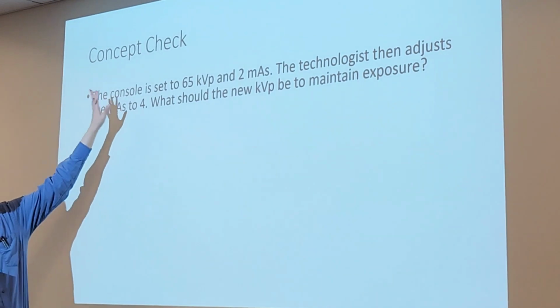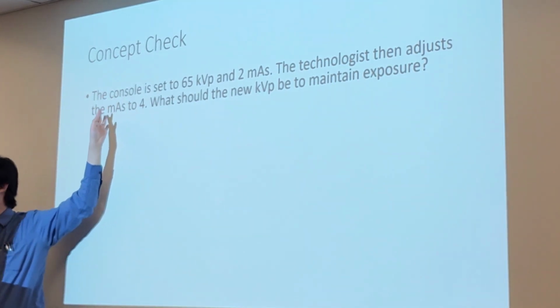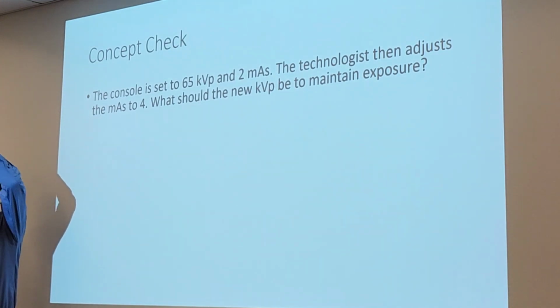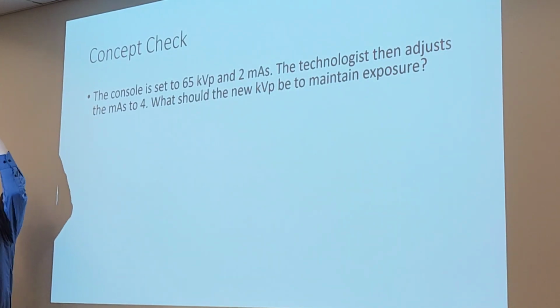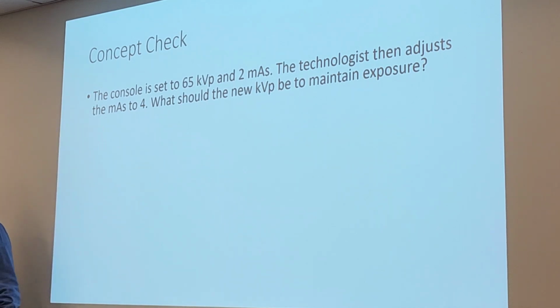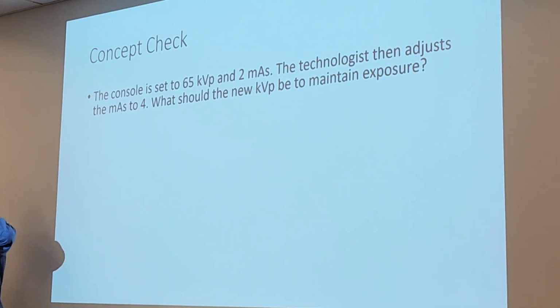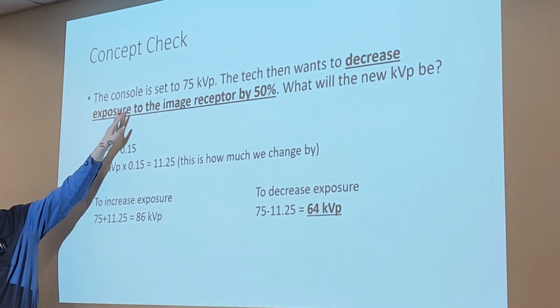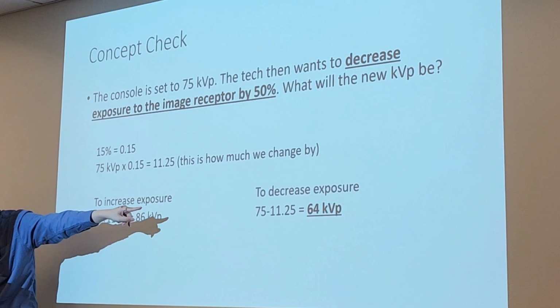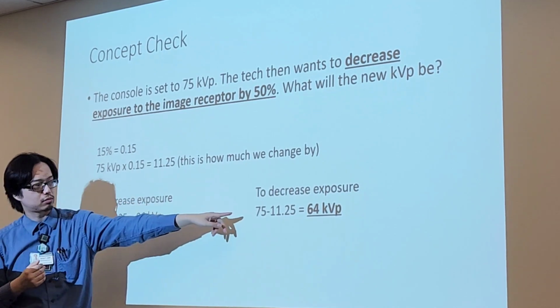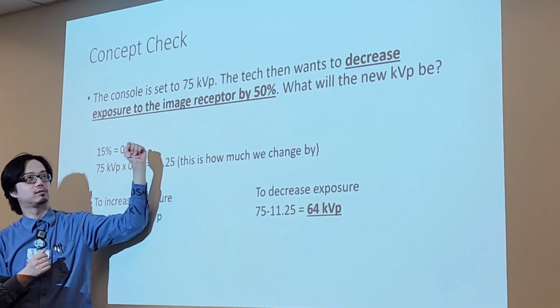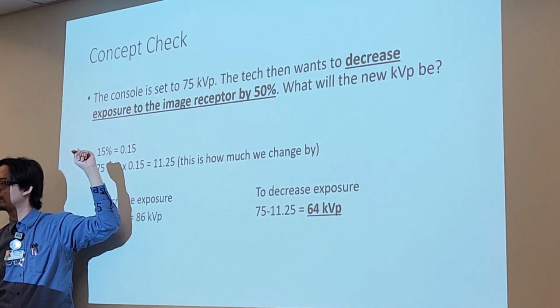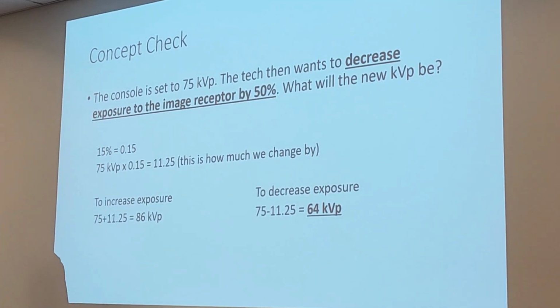So, mAs goes up, exposure goes up. I want exposure to come back to the original. I need to bring exposure back down. If exposure comes down, what happens to kVp? kVp goes down. If I need exposure to go down, kVp has to go down. Mass went up, so kVp goes down by 15%. The mAs went from 2 to 4. So yes, take this step by step.